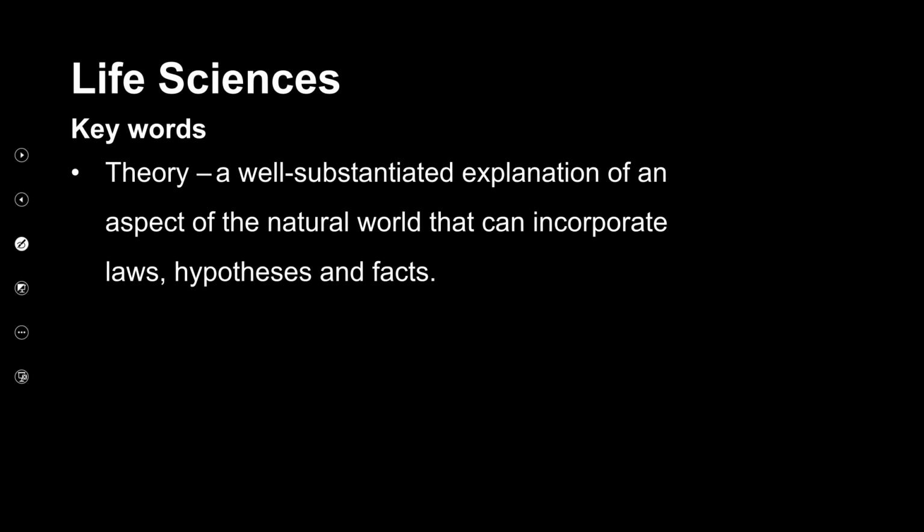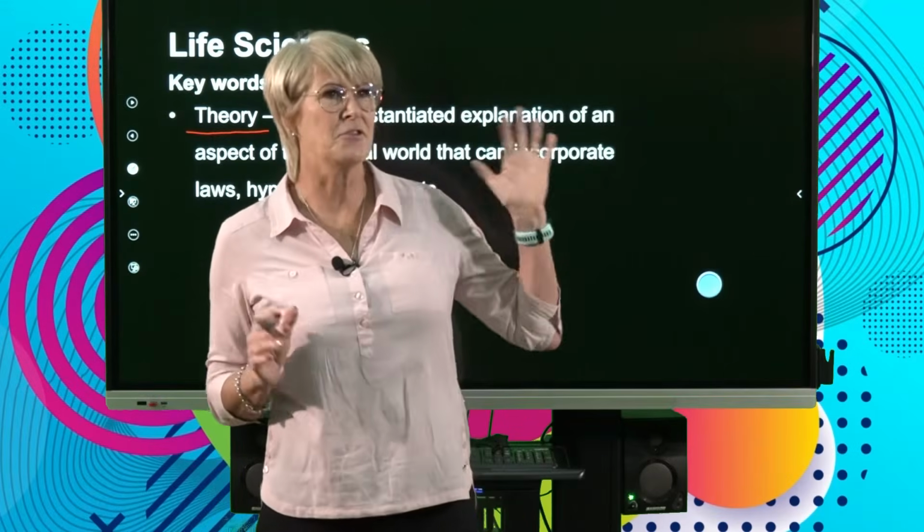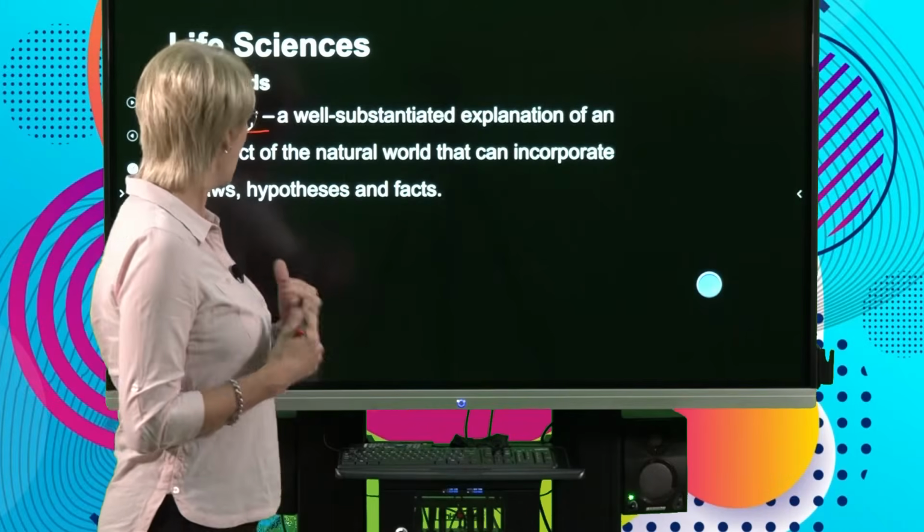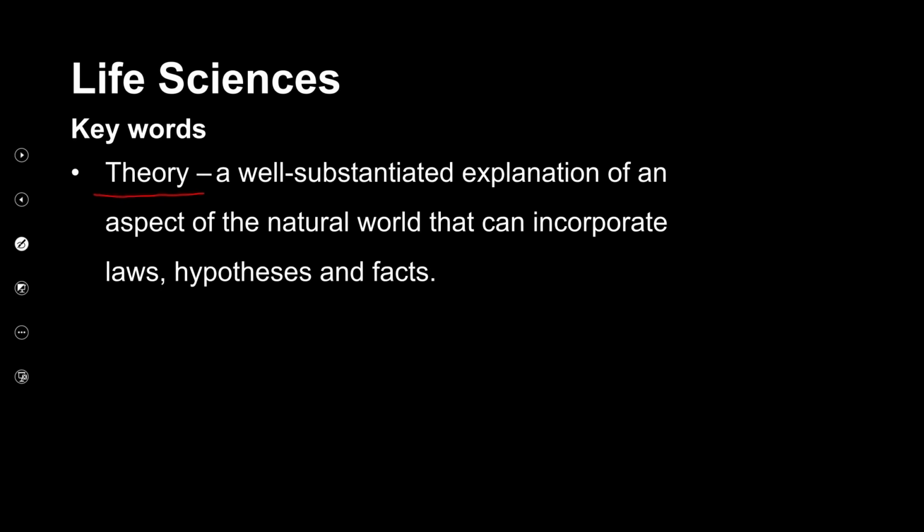Then we're going to have a look at the term theory. A theory is a well-substantiated explanation of an aspect of the natural world that can incorporate laws, hypotheses, and facts. A theory isn't just something that somebody thought about and said, okay, I have a theory. In a scientific theory, we have laws, hypotheses, and facts that actually back up that theory.